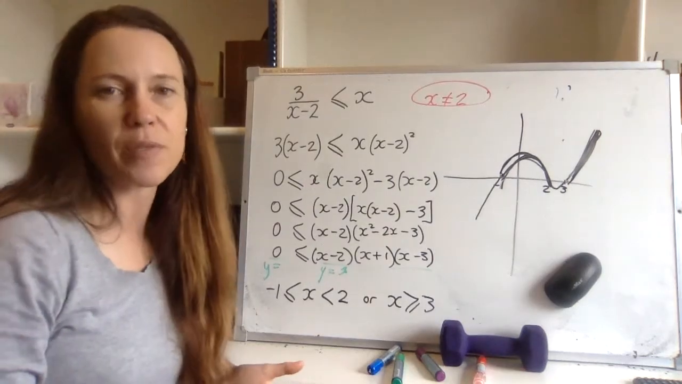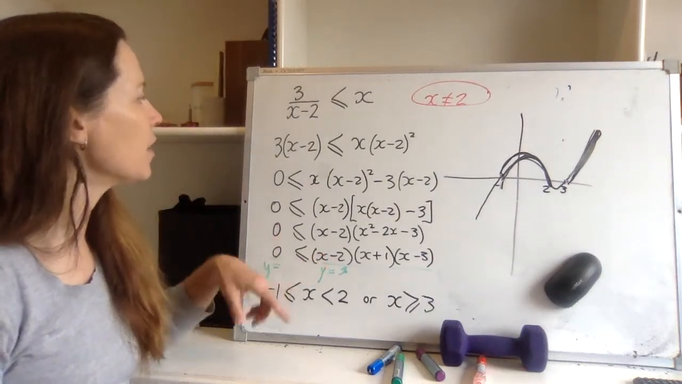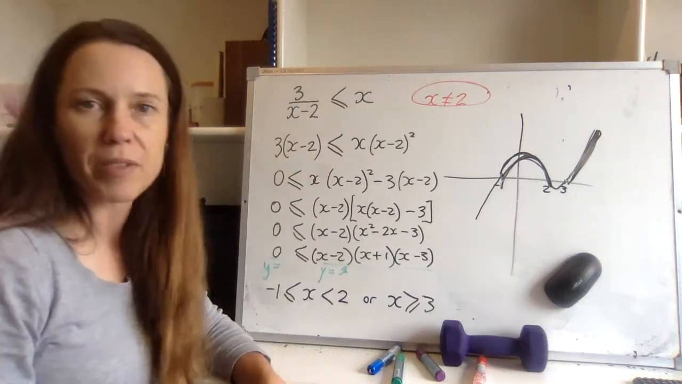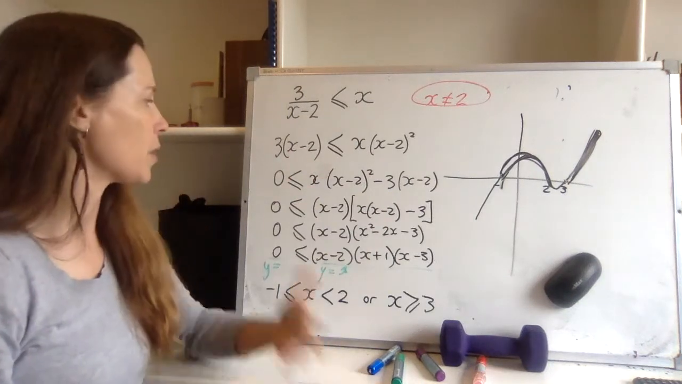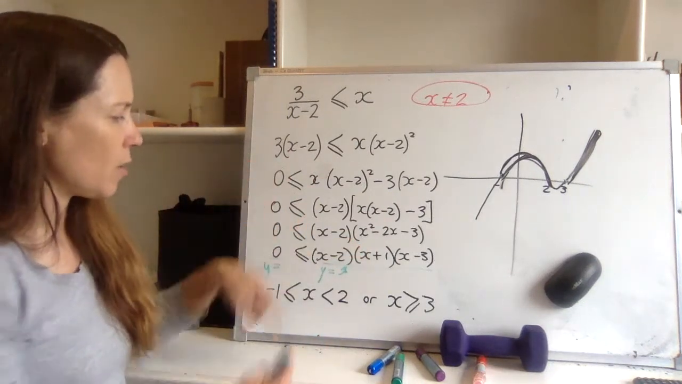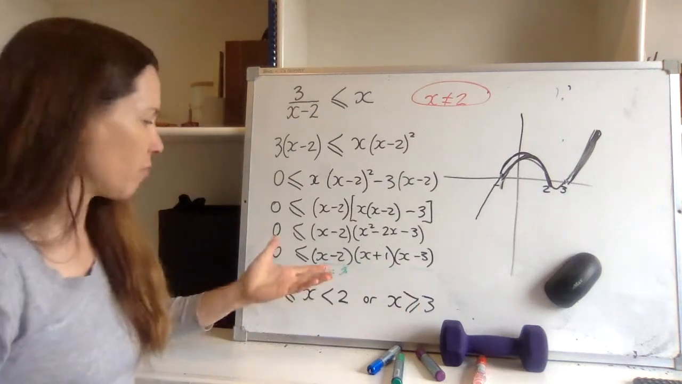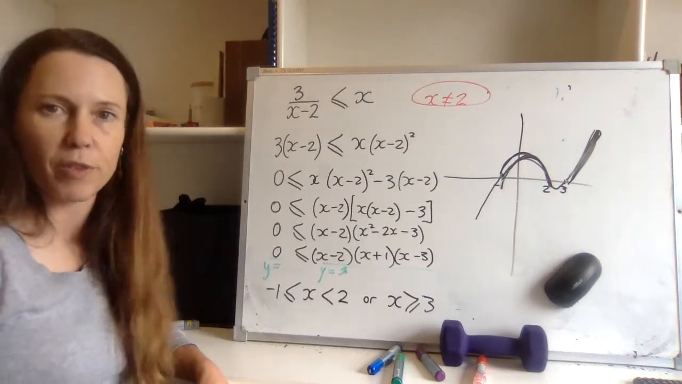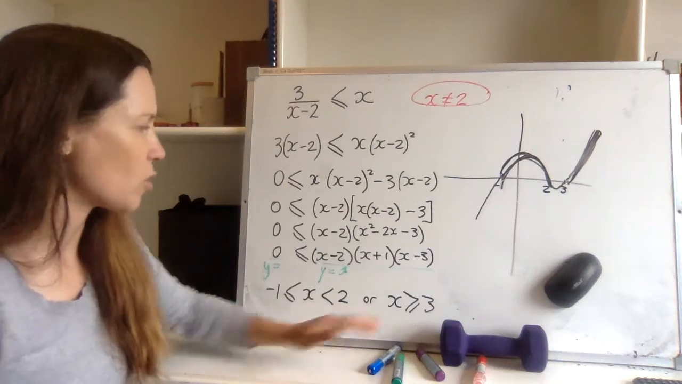Now the advantage of this method, as I see it, is that multiplying by the square of the denominator is something that we've already learned how to do. So that's quite straightforward. Graphing a cubic curve is easy, and that, again, is something that we've already learned. So this method to me looks quite straightforward.